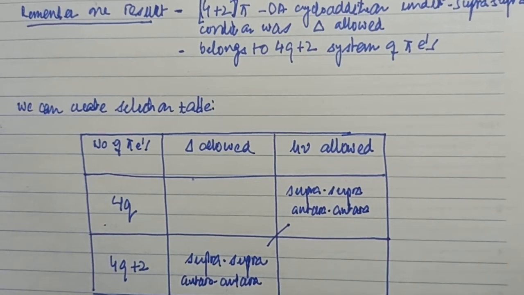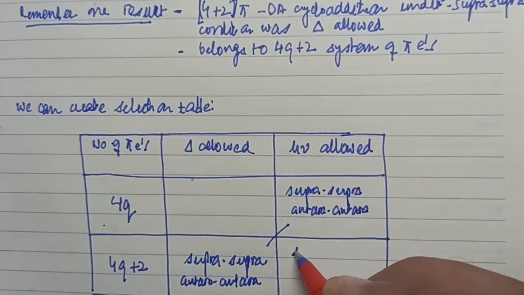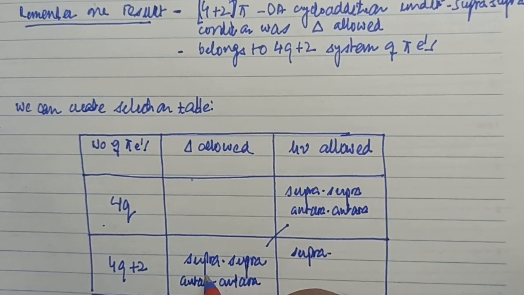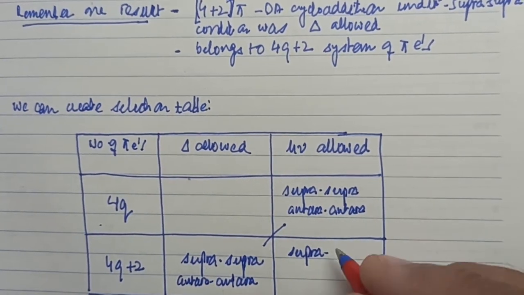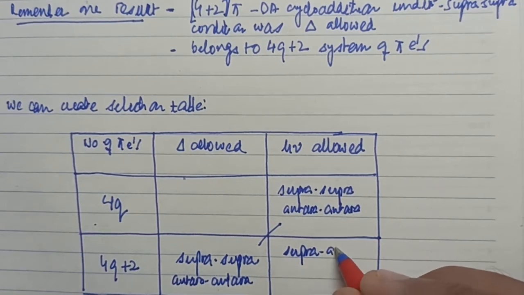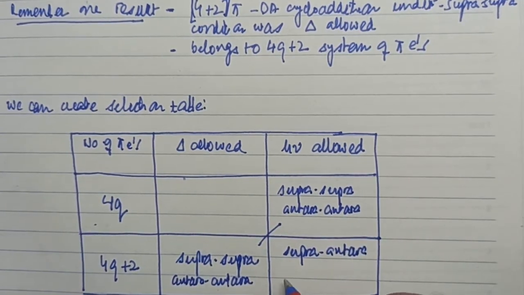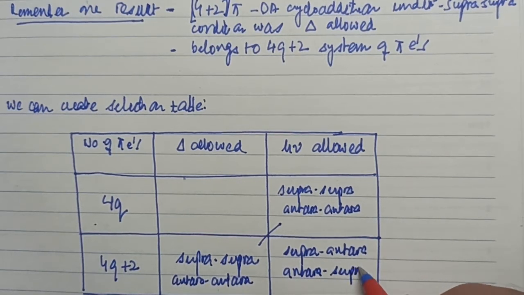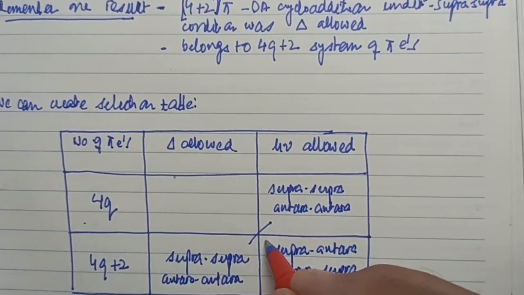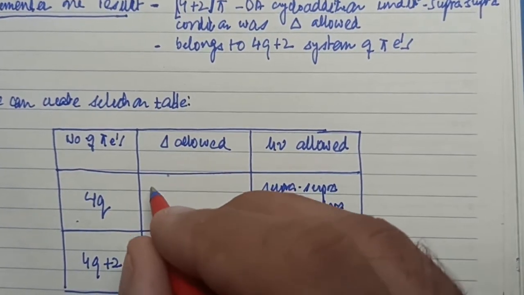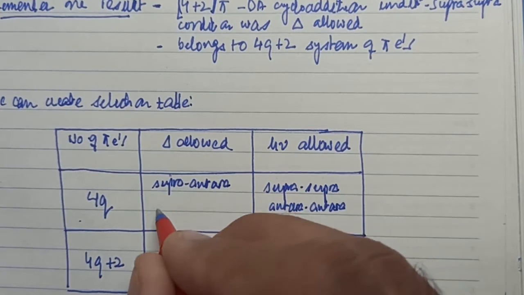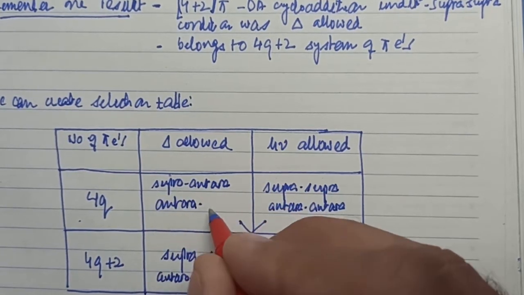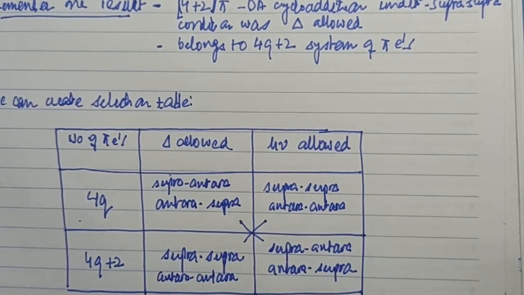And if you move towards the adjacent side, you can change one thing. So if I keep the first supra the same, the other supra has to be changed. So if it is supra, this would be antara, and if this is antara, I change the second thing. So antara-supra, and again diagonally it will be the same. So it is supra-antara and antara-supra. This is how I used to create the selection table.